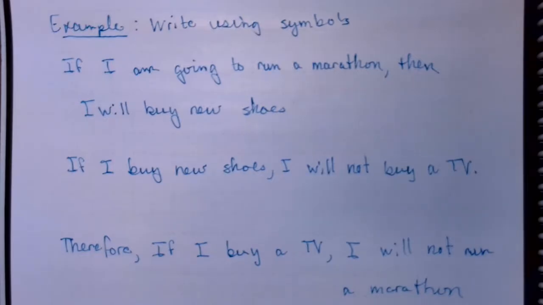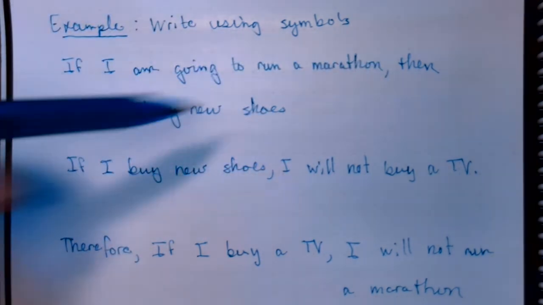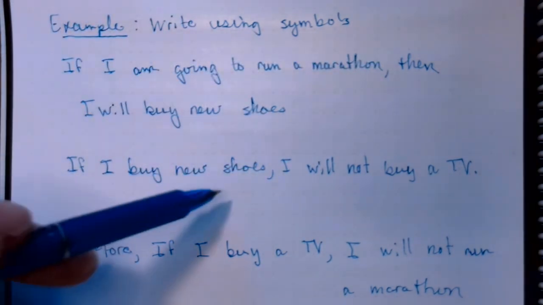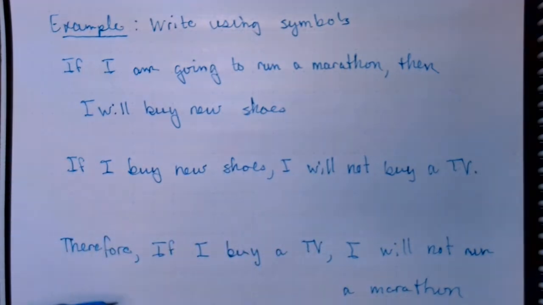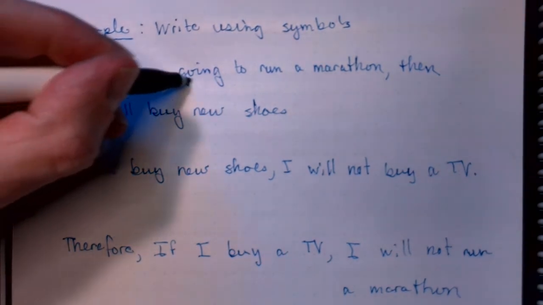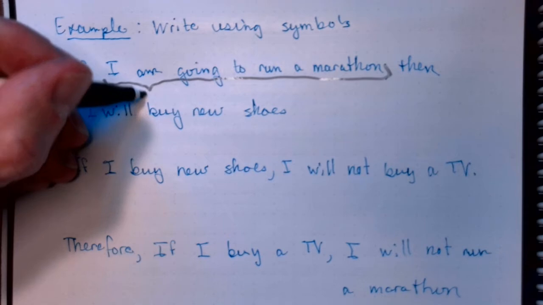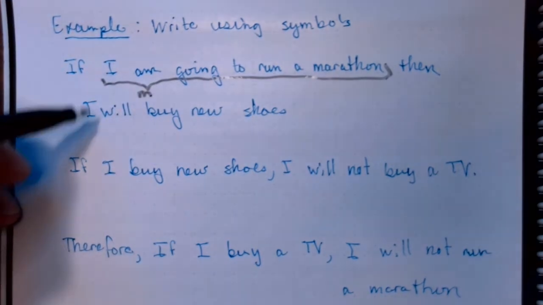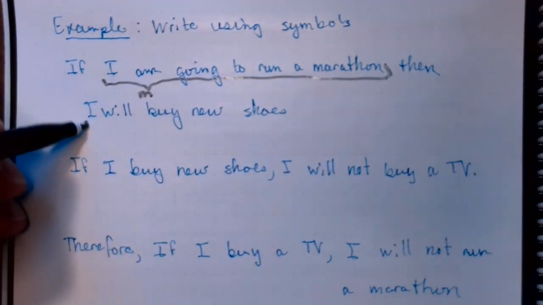Okay, so once again, an argument for us to write out in symbols. If I am going to run a marathon, then I will buy new shoes. If I buy new shoes, I will not buy a TV. Therefore, if I buy a TV, I will not run a marathon. Okay, so I'm going to introduce some letters here. This statement here, we're going to call that M. Run a marathon. I'm going to run a marathon.